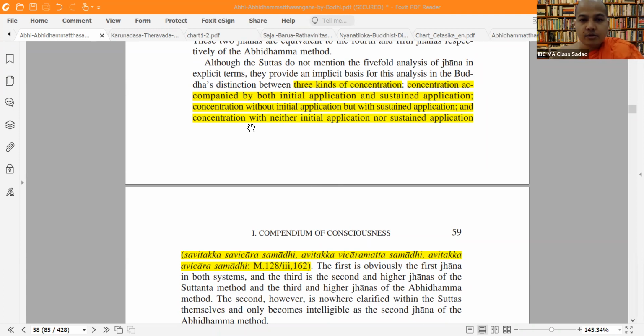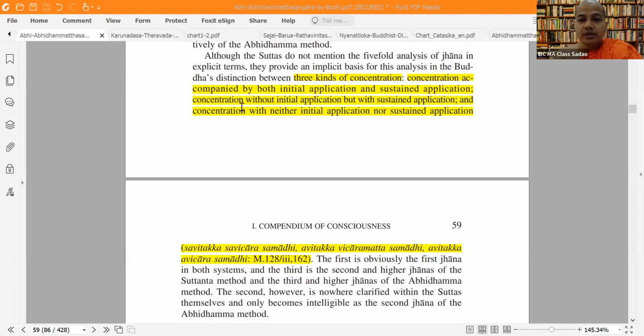So it says here that although the suttas do not mention the fivefold analysis of jhana in explicit terms, they provide an implicit basis for this analysis in the Buddha's distinction between three kinds of concentration. So three kinds of concentration are mentioned here. Concentration accompanied by both initial application and sustained application. This is representative of the first jhana, right? In the first jhana, you have initial application and sustained application. So this is one type of concentration.